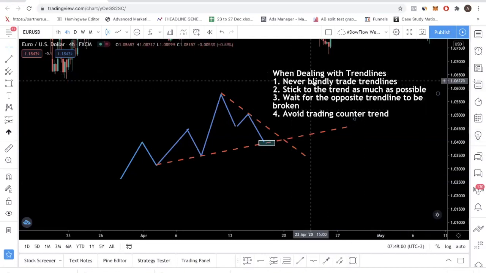Now, step number 1, or rather guideline number 1, is that you don't want to blindly trade trend lines. You still want to identify the price action context, right? Then you want to trade alongside the price action context.